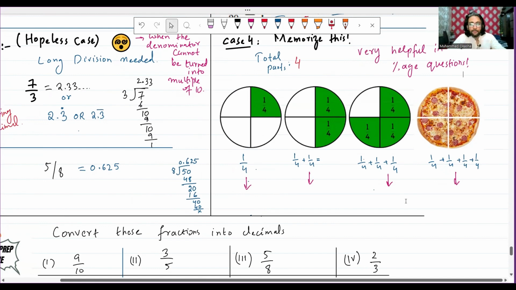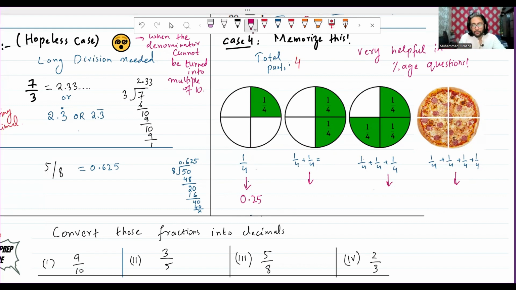Okay, so if you take a pizza and you make 4 slices of it, I cut the pizza into 4 slices. So the total parts is 4. So this slice is 1/4. Remember the decimal for it. This is what you need to memorize. 1/4 is 0.25. Okay. Just plain remember this.